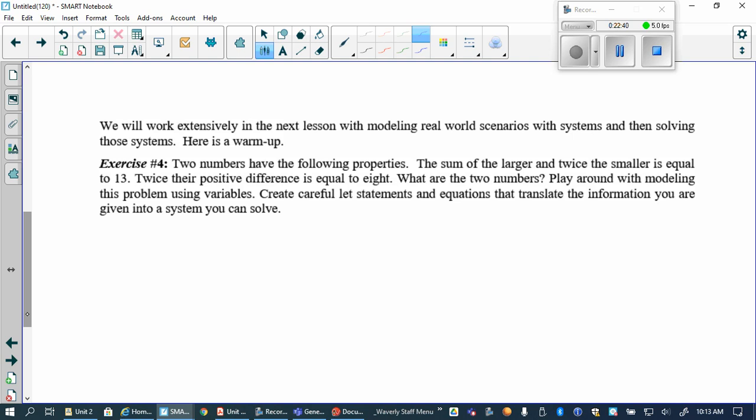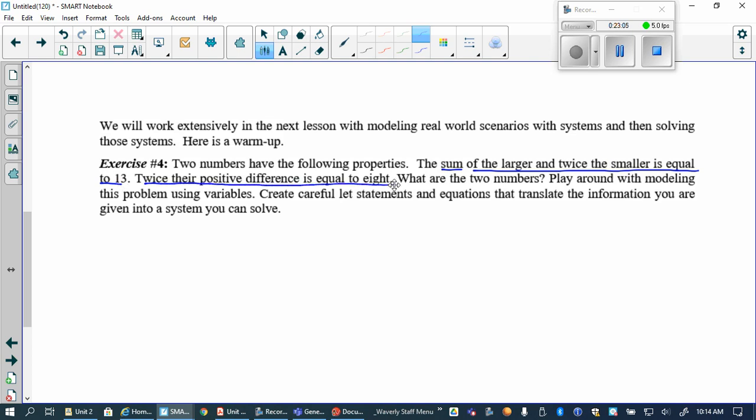Three numbers have the following properties. The sum of the larger and twice the smaller is equal to 13. Hey, pause. The sum of the larger and twice the smaller equals 13. Does that look like an equation to you guys? Yeah. Good. Keep going, Amy. Twice and is equal to 8. What are the two numbers?